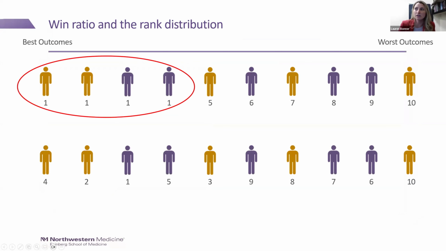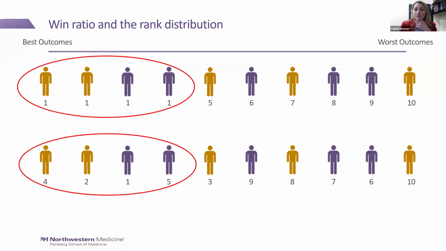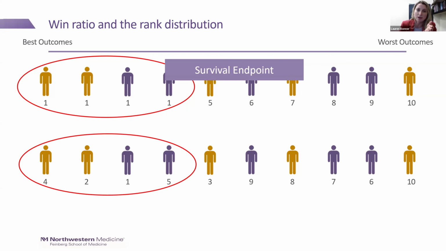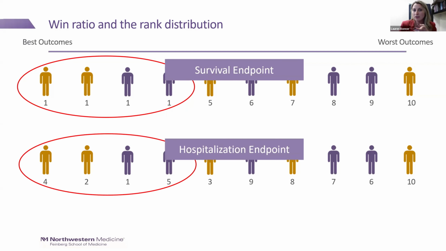I can't make those decisions. And so because of the win ratio framework, I could think about having a similar rank distribution on my second endpoint. And for anything that's paired, I would make a decision about the win or loss based on that second endpoint rank distribution. So my first endpoint might be a survival endpoint. My second endpoint might be a hospitalization endpoint, for example. But I don't actually care what those underlying event distributions look like. All I care about for estimating the win ratio is what the rank distribution looks like.